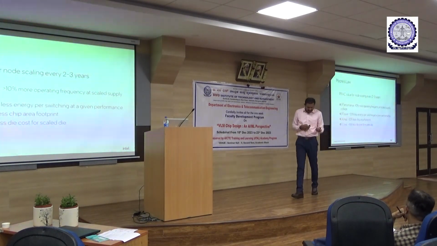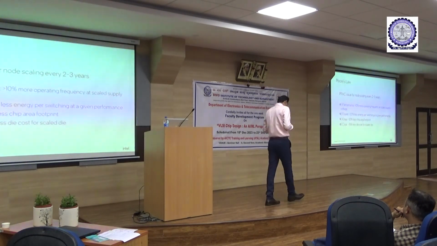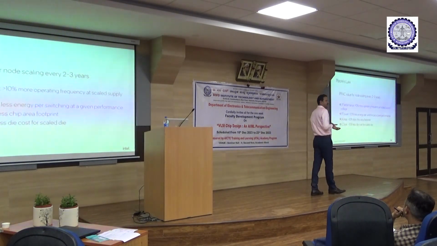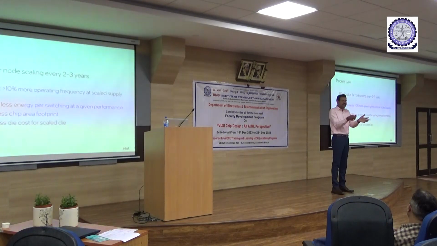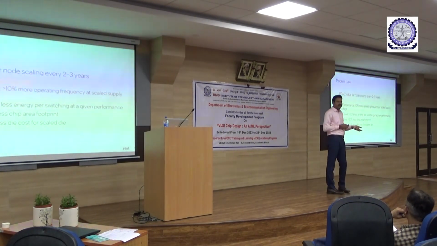That means you could see what is there with 28 nanometer Cyclone 5 and what is available with 14 nanometer Stratix or 10 nanometer Agilex. You can understand the density present inside it. And the cost, so that also is very important.